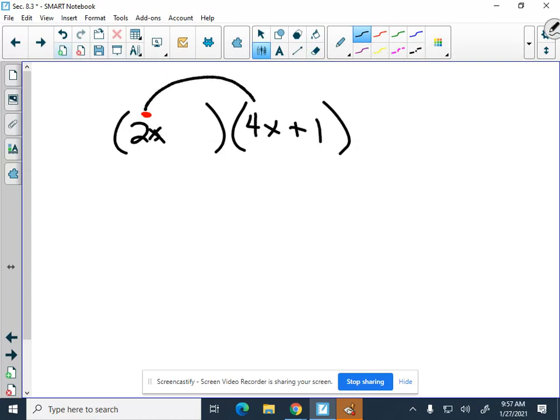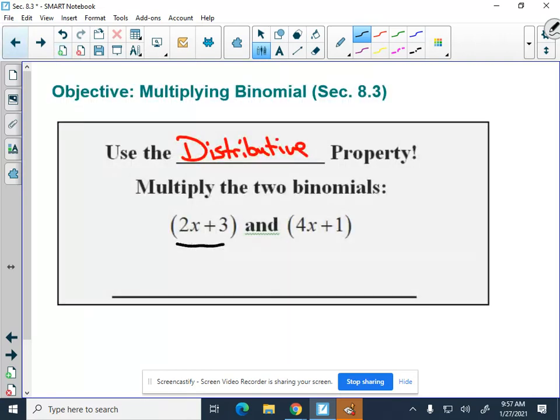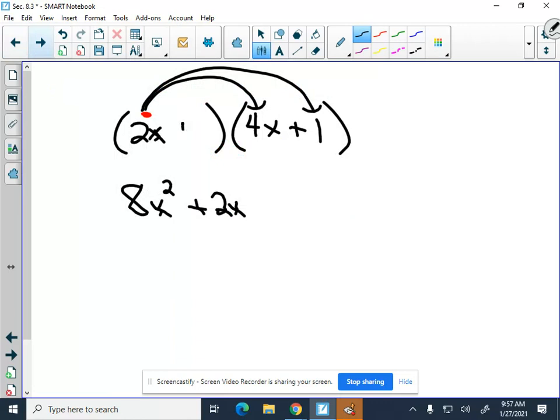And I'm going to take 2x times 4x and get 8x squared. Then I'm going to take 2x times 1 and get plus 2x. Now, if that was all it was, we'd be done with the problem. But it's a binomial. It was 2x plus 3. So that 3 is there. Now I want to focus in on the 3. I take the 3 and I multiply it by the 4x. 3 times 4x is 12x, positive 12x. And then 3 times 1, I get plus 3.